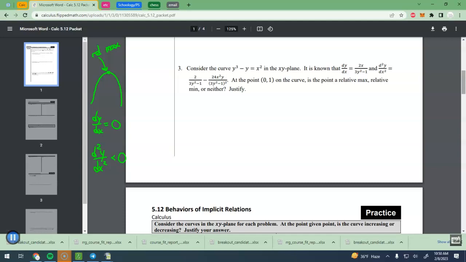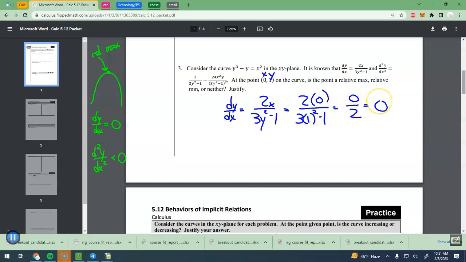If it were a relative min, we would still want this to be 0, right? Because at the bottom the slope is 0. But we want the concavity to be up. We want the second derivative positive, so concave up. So let's check our facts here. dy/dx equals 2x over 3y squared minus 1. At this point, that means 2 times 0. That's good, the top is 0. So I get 0 over 2, which is 0. So that checks the first box, but it doesn't necessarily mean it checks the second box.